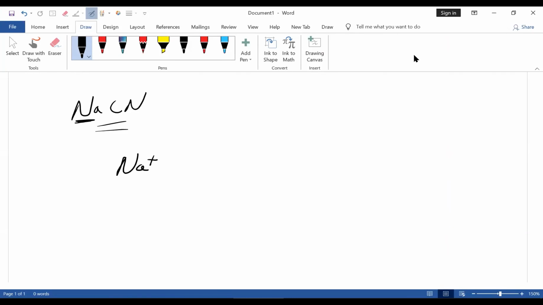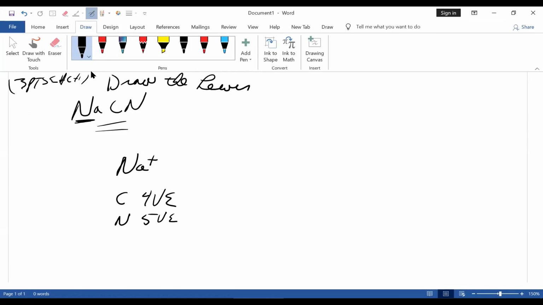All right, now, what we do have left is carbon and nitrogen. Carbon has 4 valence electrons, nitrogen 5 valence electrons. And on a test, if I were to ask you, 3 points each, say draw like I did with water and carbon dioxide, draw the Lewis structure for sodium cyanide, what would you do? Well, first of all, this has lost its 1 valence electron. That's why it has a positive charge and no dots.